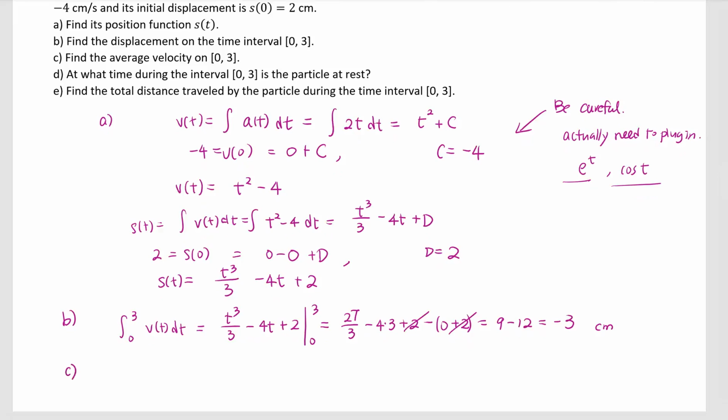Okay. So, part C, find the average velocity on the interval 0 to 3. So, average velocity equals change of displacement over change of time. So, that's s of 3 minus s of 0 over 3 minus 0. Oh, so we already calculated that in part B. The change of displacement is negative 3 over 3, so it's minus 1 centimeter per second. This is the average velocity. So far, so good, everybody.